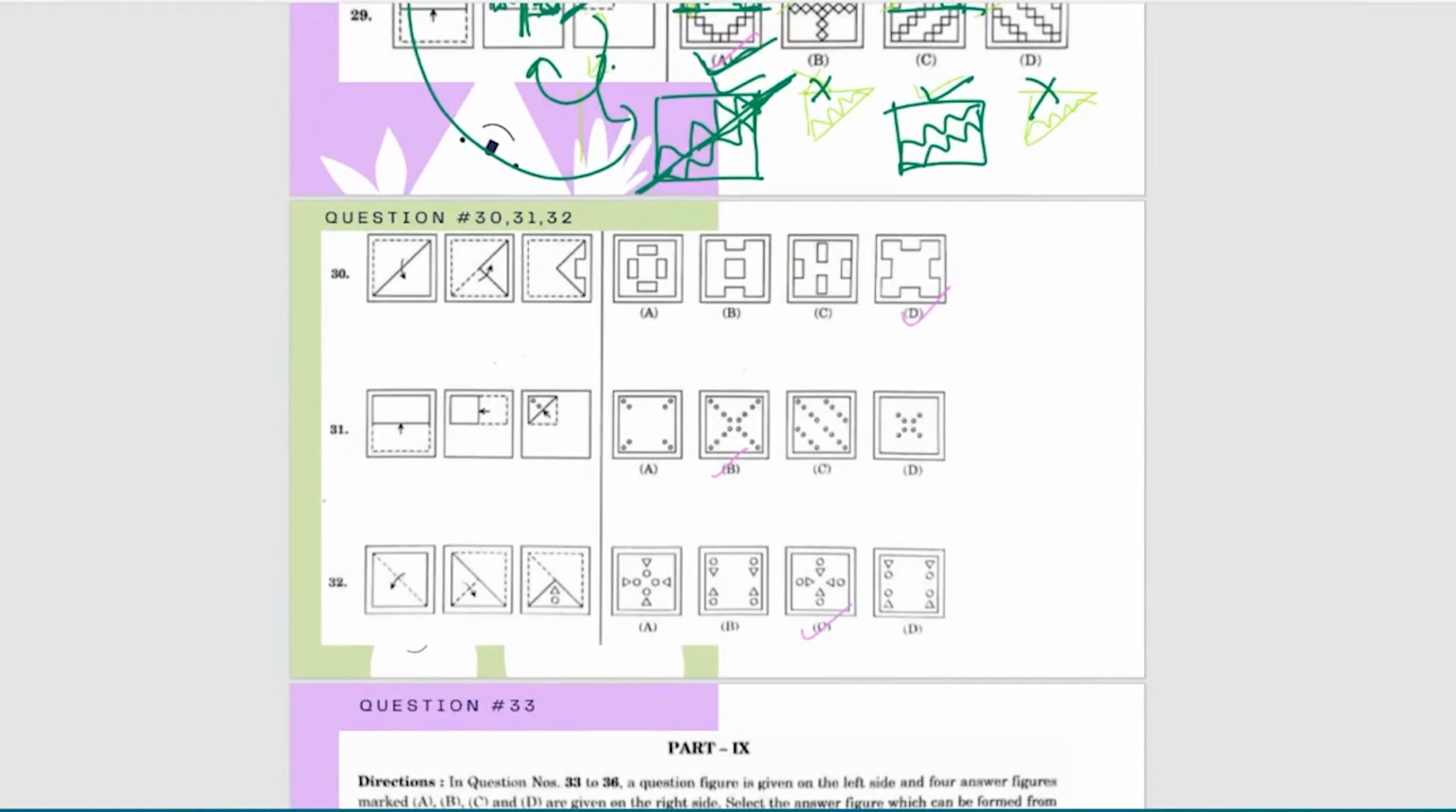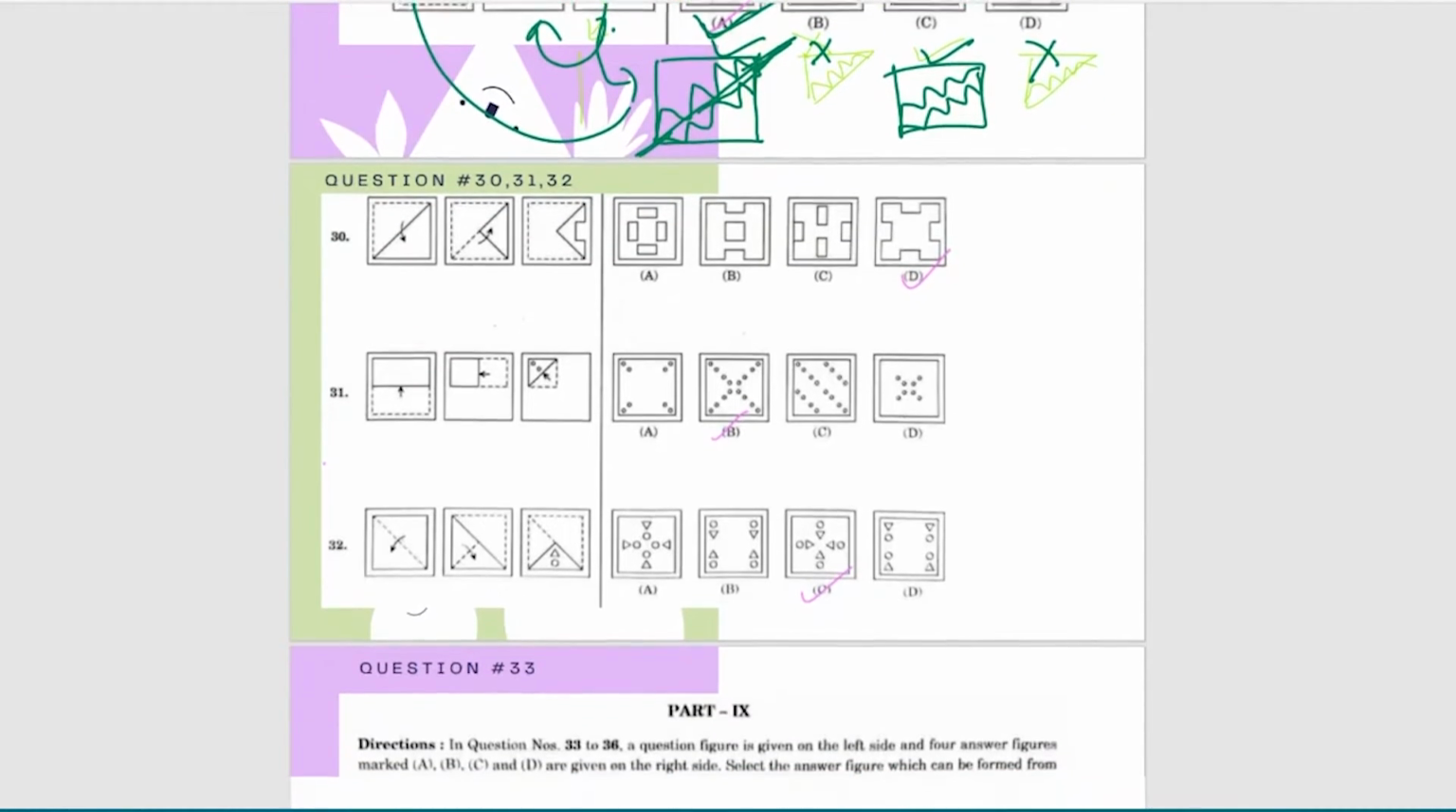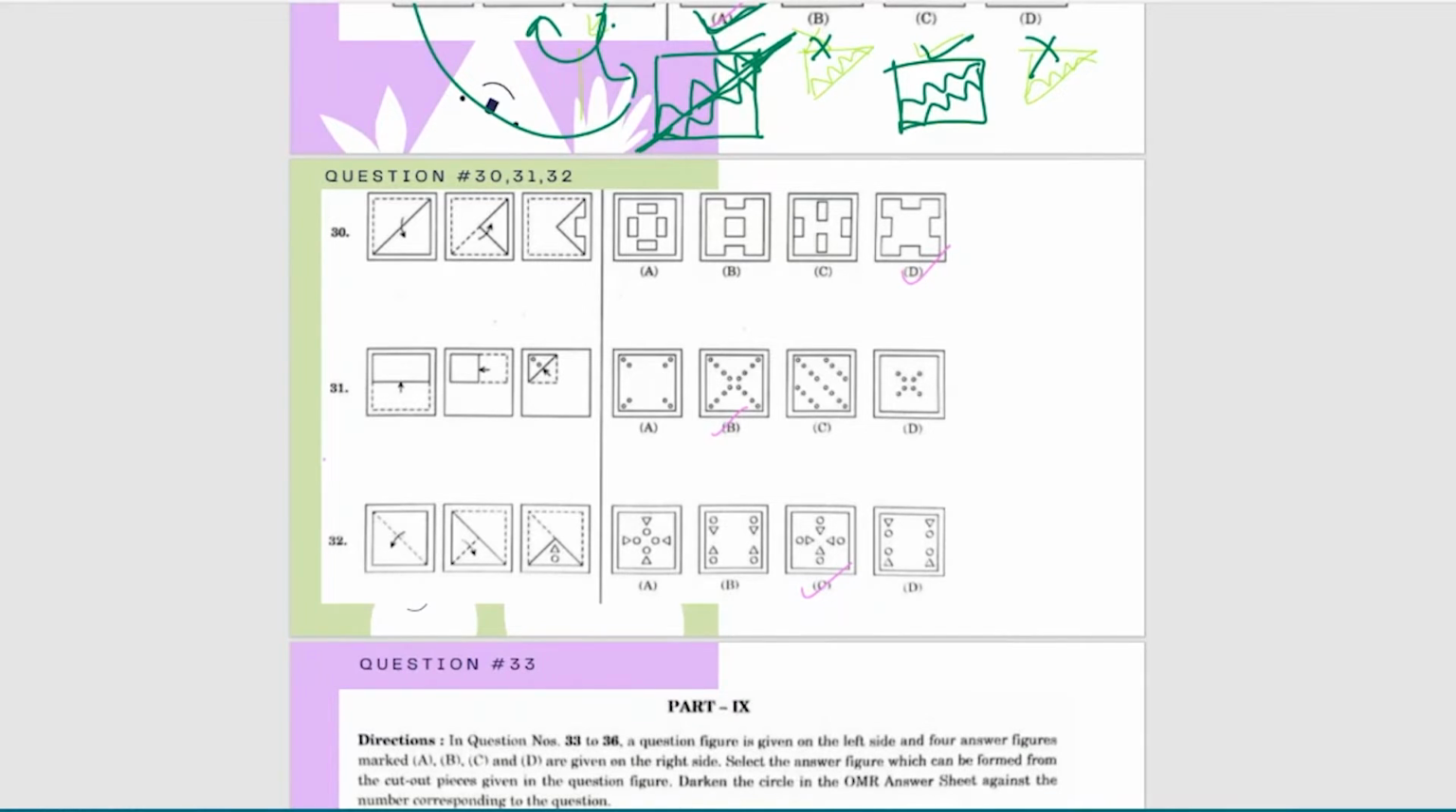So now, to give you another example, let's look at this question. Over here also, first we have to check the last fold. So the last fold looks like this. Over here, does the last fold look like this? No. Over here, does the last fold look like this?